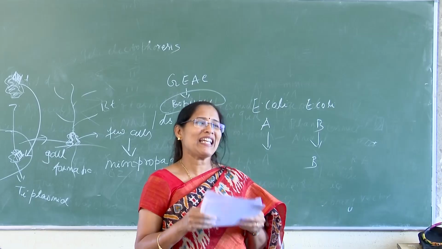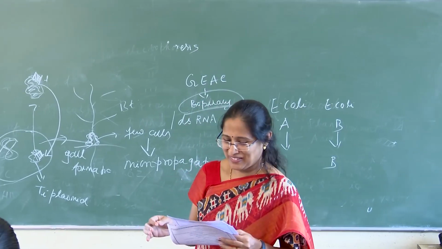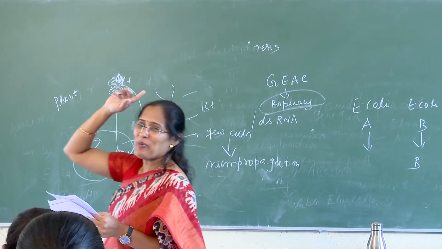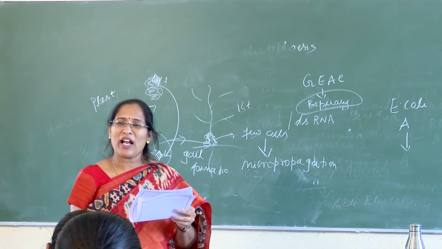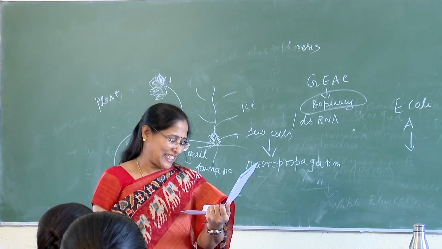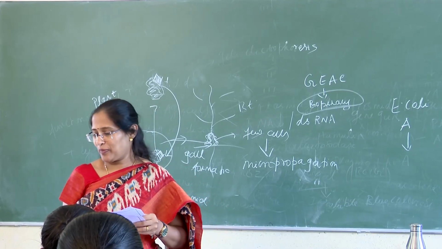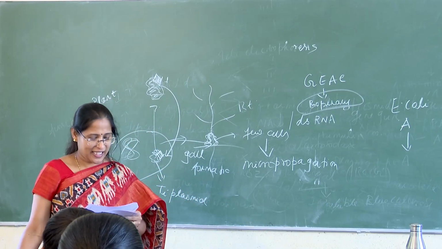Correct. Whoever has told D, it is right. If we ask for the next option, immediately one more option will come. So it is D: 1, 2 and 4 are incorrect statements. Okay. Next.